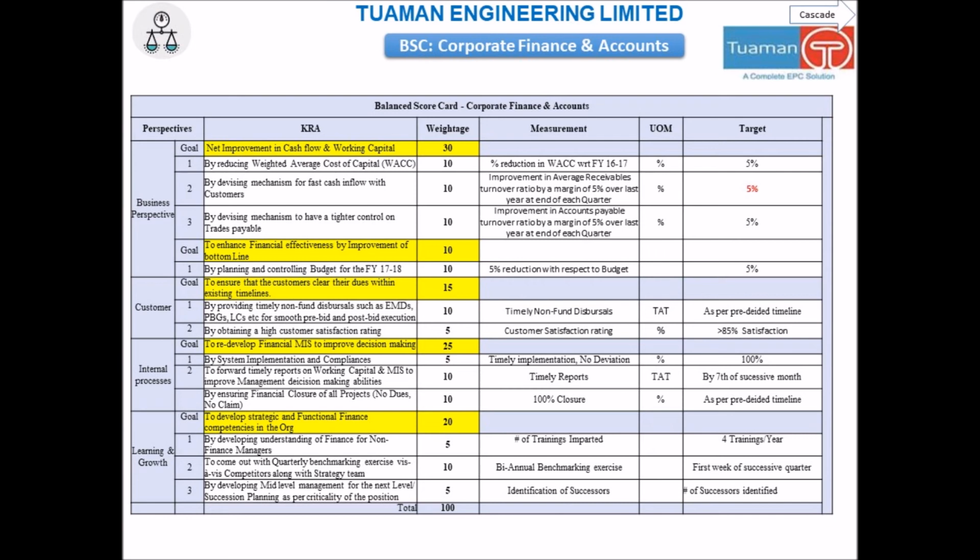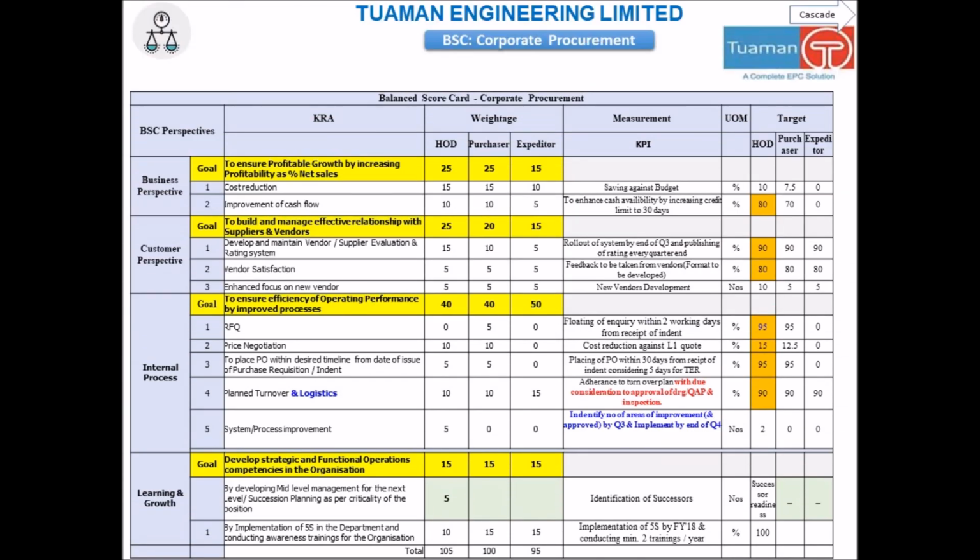no dues, no claims. Next is corporate procurement team, where the business perspective has cost reduction and improvement of cash flow. Under customer perspective, we have rolling out the system of vendor and supplier evaluation and the rating system. Next is vendor satisfaction and new vendor development. Under the internal processes, there is RFQ, there is price negotiation, that is cost negotiation, reduction against L1 quote.